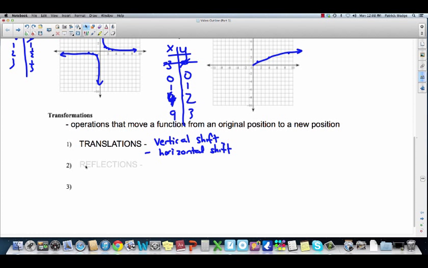Okay, the next type of transformation is reflections. We did this last year, although we only did one type of reflection. We did a reflection over the x-axis.